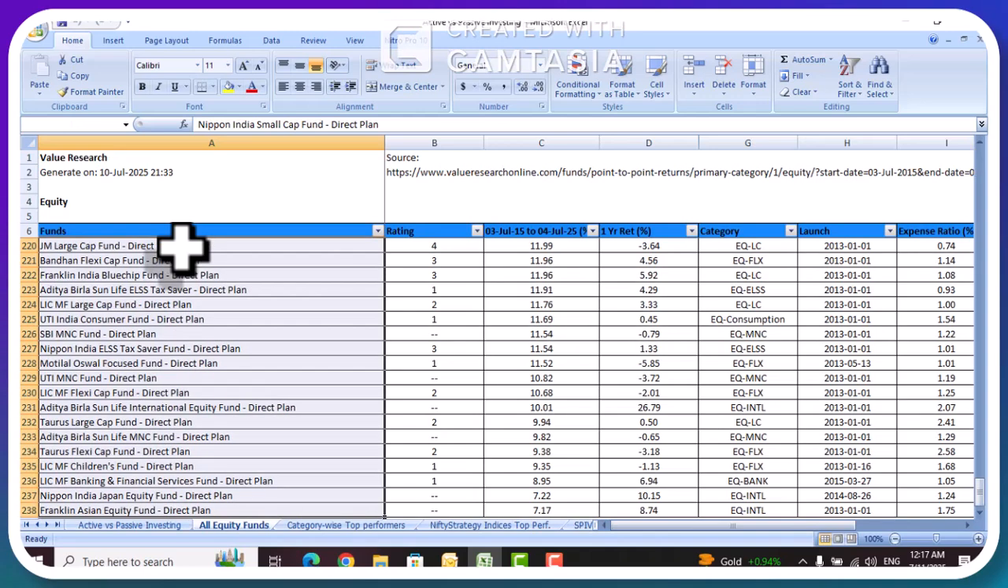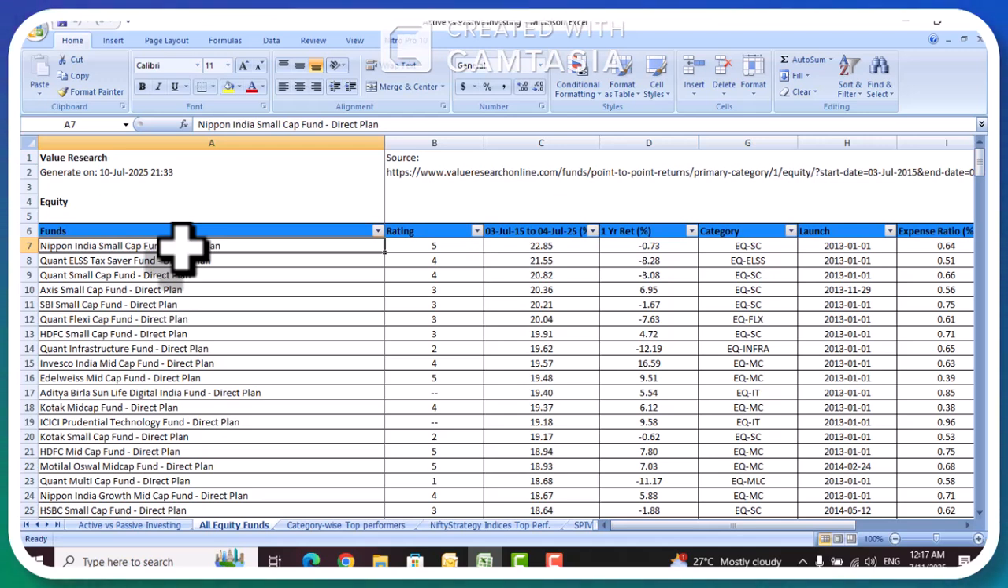So this captures the data of 232 equity funds, and we see that the highest return across the 10-year period is around 23%, and then there are only six mutual funds which have given more than 20% return in the last decade.